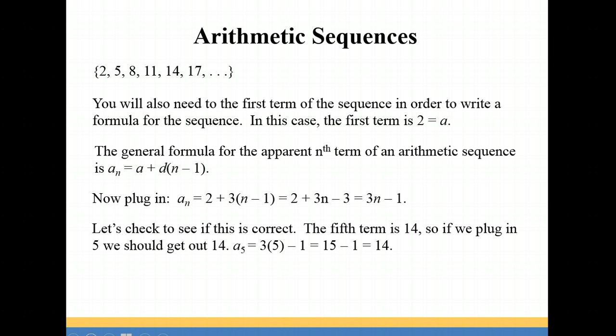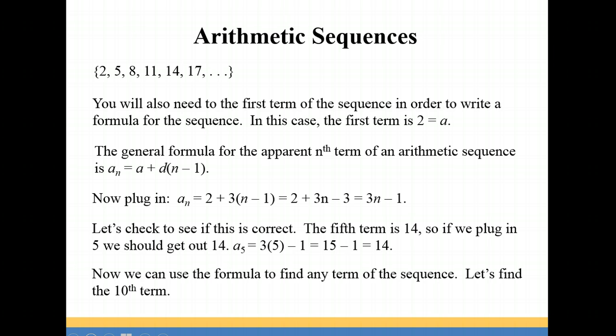Now you always want to check and see if you did it correctly. So we also know that the fifth term has a value of 14. So if we plug a 5 into our formula, we should get out 14. So using the 3n minus 1, we're going to replace n with 5. So we have 3 times 5 minus 1, which gives us 14. So we know that we did this correctly.